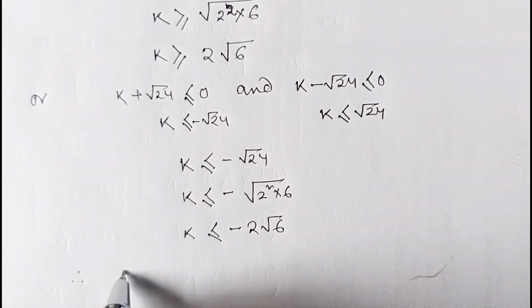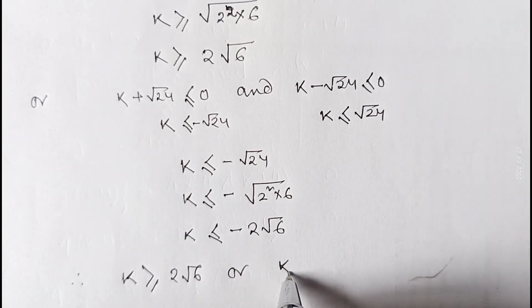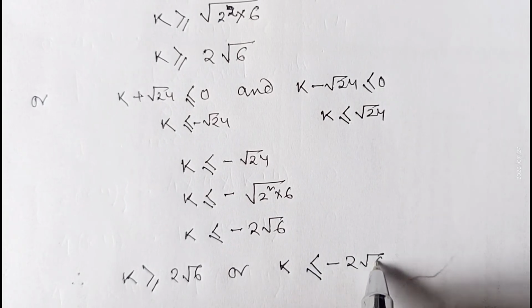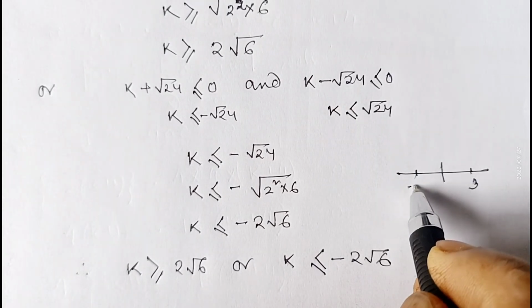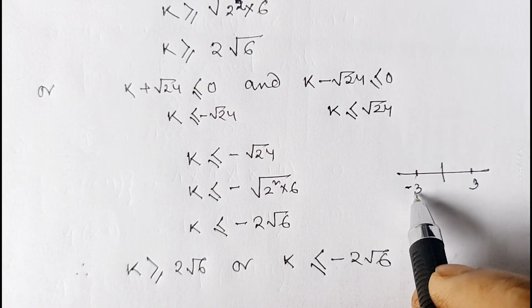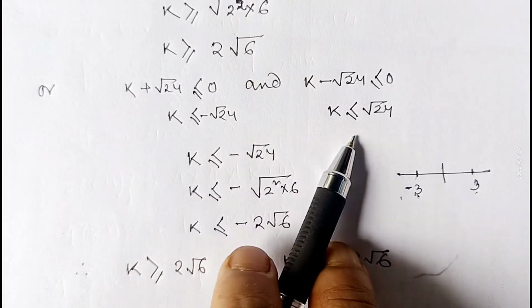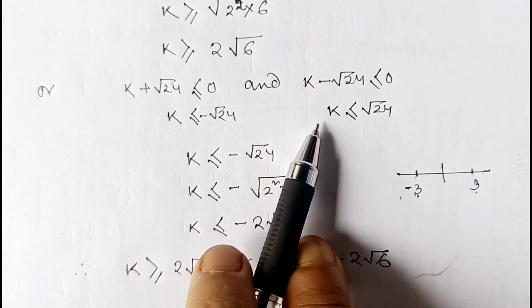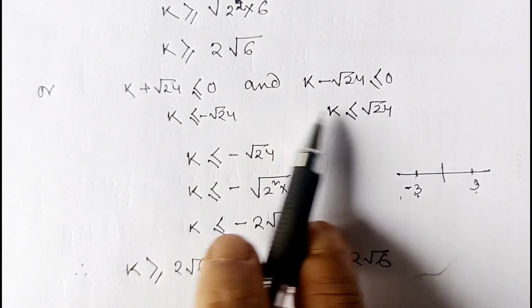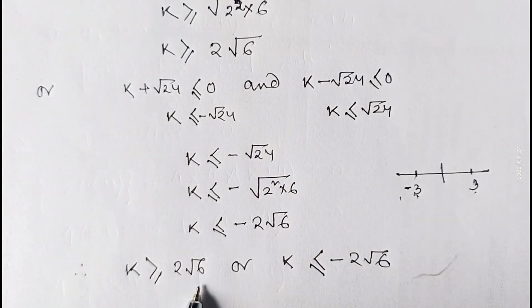So we got, therefore, either k is greater than equals to 2 root over 6 or k less than equals to minus 2 root over 6. Here you can just consider, suppose here it is 3 and here it is minus 3. If I say a number is less than minus 3, definitely that number will be less than 3. Similarly, out of these two, once we say k is less than equal to minus root over 24, definitely it will be less than root over 24. So out of these two, we have considered this negative part. Okay, so finally we got k greater than equals to 2 root over 6 or k less than equal to minus 2 root over 6.